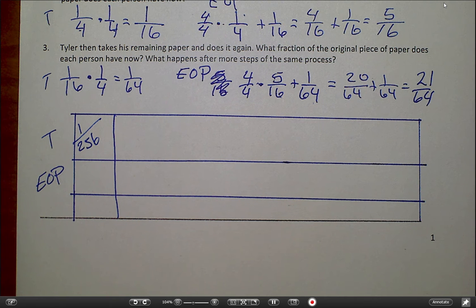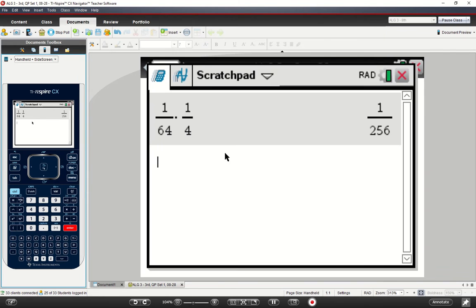Now, because Tyler did that again, remember, he's giving his away as he goes on, right? So how much did those other people have? 21 over 64. And what am I going to do with that 21 over 64? Add how much? 1 over 256. So I'm going to add. So, watch this. Enter. Plus. Control. Divide. Oh, wait, no. I don't want control divide plus. I'm missing it here. There it is. Control divide. And it was 21 over 64. Add those together. 85 over 256.